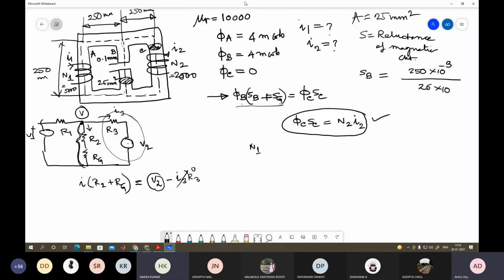How phi 3 can be 0? Okay, fine, thank you. Then we can now calculate what is our SB. SB is equal to what?